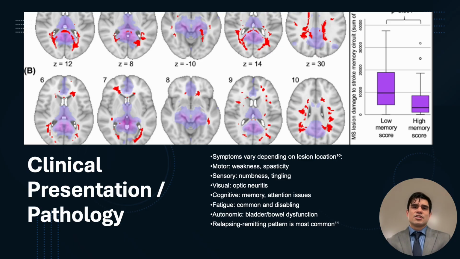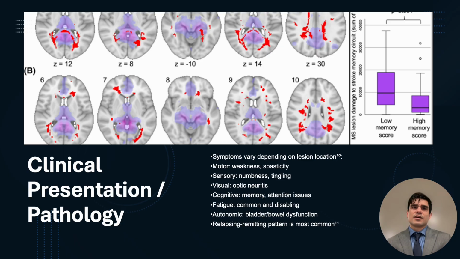So, clinical presentation and pathology. Symptoms depend on where lesions occur in the CNS. Motor symptoms include weakness and spasticity. Sensory symptoms include numbness or tingling. Visual symptoms include optic neuritis. Cognitive symptoms affect memory and attention, and fatigue is very common and disabling.